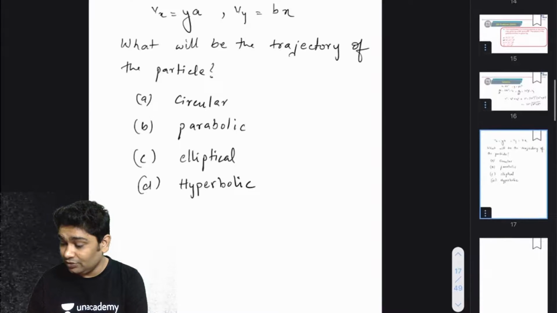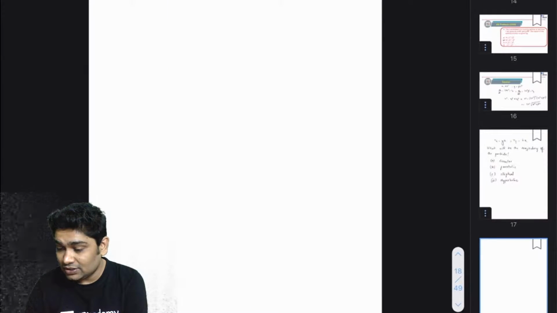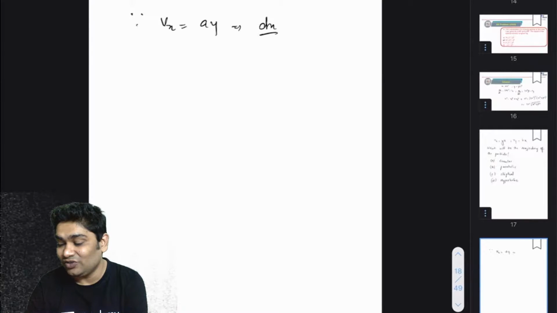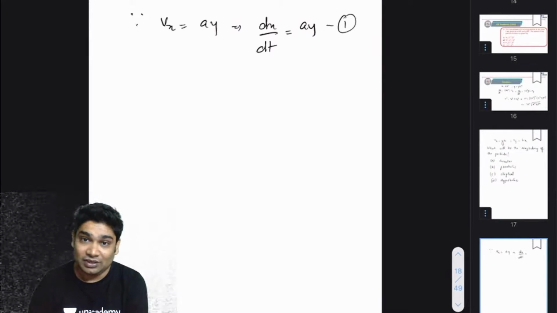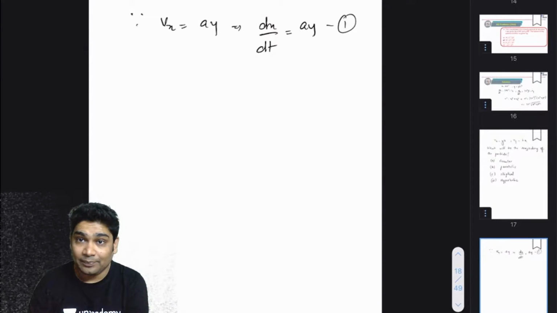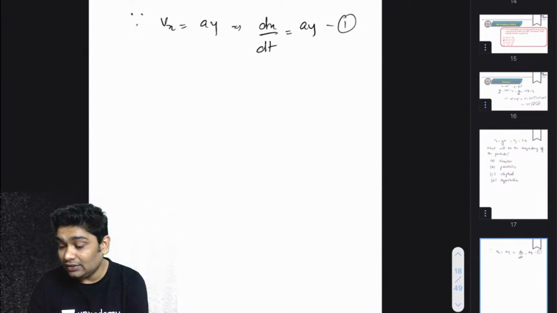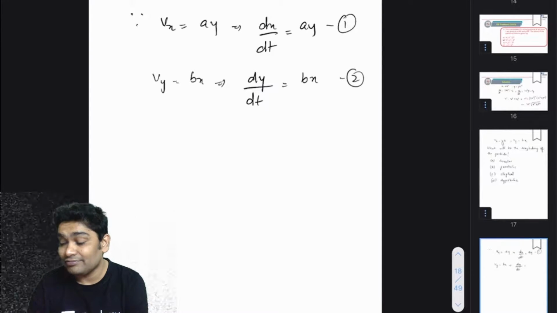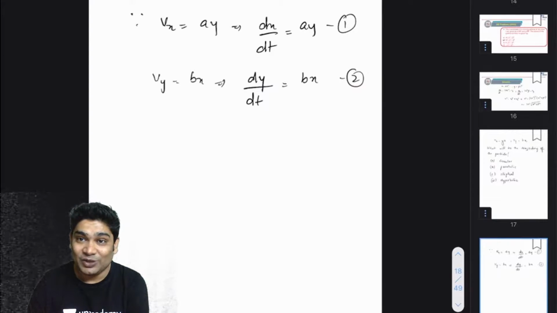So you already knew this. Okay, you knew that. So since Vx equals a times y, can I say dx over dt is a times y. So let's call that equation number one. And also Vy was b times x, so I can say dy by dt would be b times x. Let's call that equation number two.